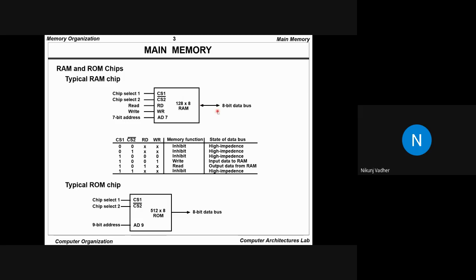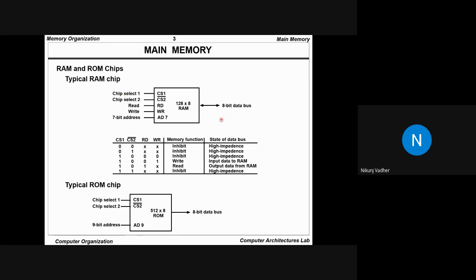This RAM chip will work if and only if the value of chip select 1 is 1 and chip select 2 is 0. So in that case only it will work. Selection of this chip will be done with the help of the decoder. That we will see in the next topic, how we can create the memory address map.